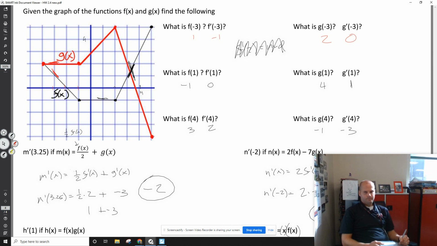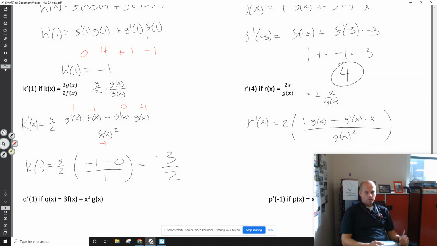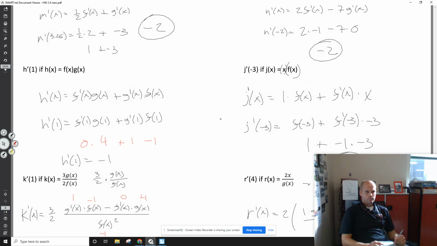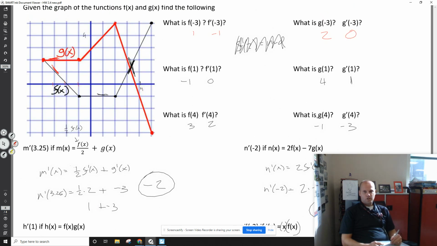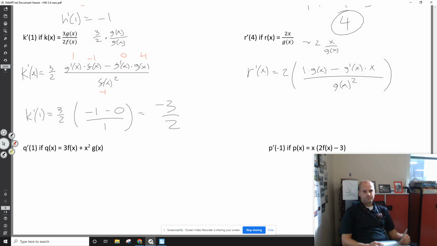At 2, G prime of 2 does not exist. The slope at, no, but I'm not talking about 2. If I talked about 2, then this answer would be does not exist because G prime of 2 would be undefined. But it's not, it's at 4. So G of 4 is -1, G prime of 4 is -3.